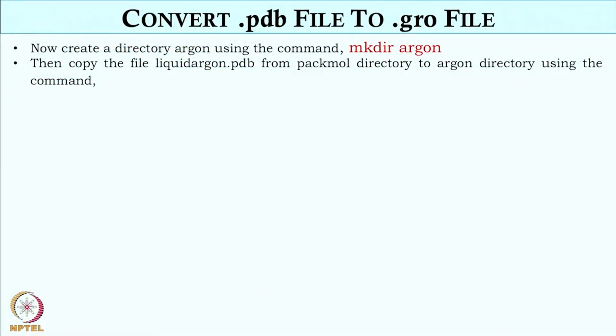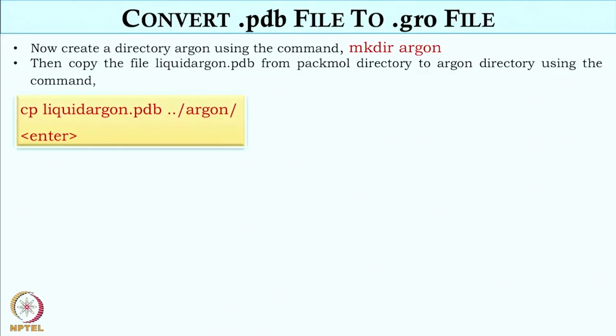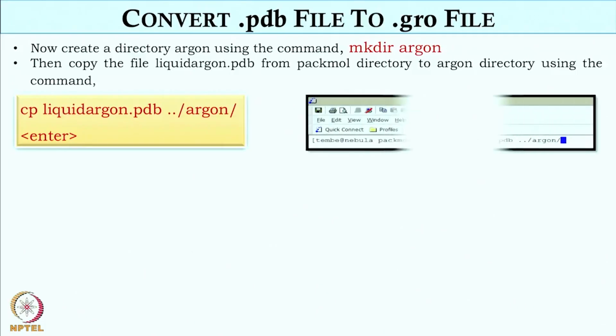So now we will take this PDB file and convert it to a GRO file, because the input file taken in Gromacs is the .gro file and not the .pdb file. First we'll create a directory using the command mkdir. Since we are simulating liquid argon, we'll create a directory mkdir argon. Now we'll copy the liquid argon.pdb file from the packmol directory to the argon directory using the command cp liquid argon.pdb to the directory argon.